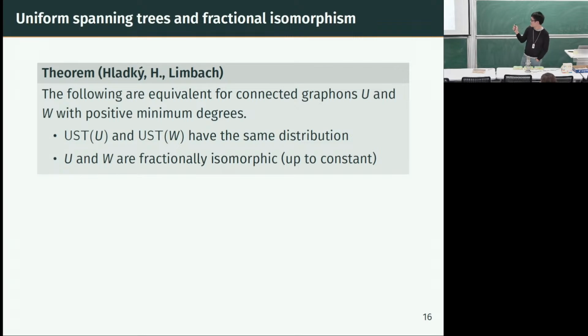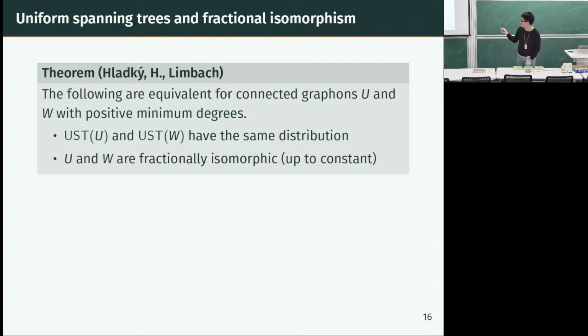And our main result in this direction is that we give a characterization of these uniform spanning trees for graphons. We say that if you have two connected graphons with uniform minimum degrees, then the uniform spanning trees have the same distribution precisely when these two graphons are fractionally isomorphic, but not only then, in fact, as long as they are fractionally isomorphic, up to a constant.